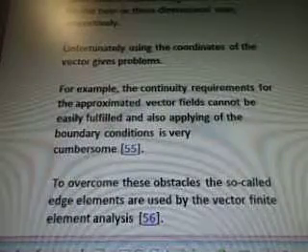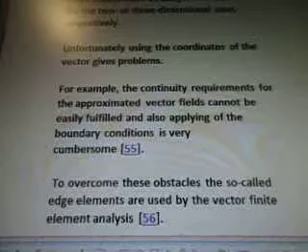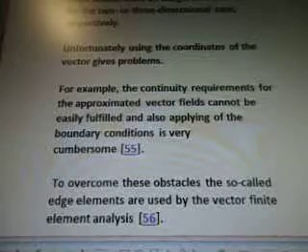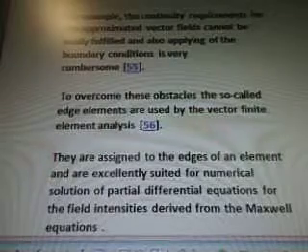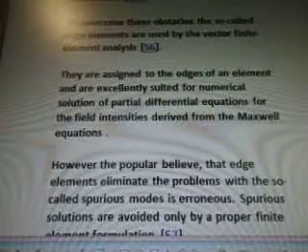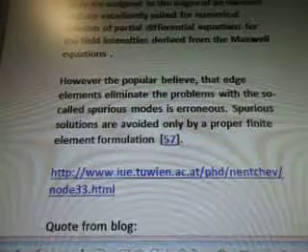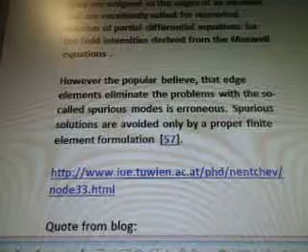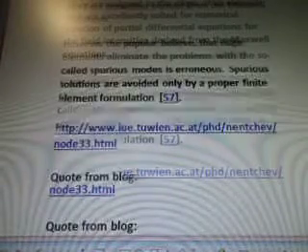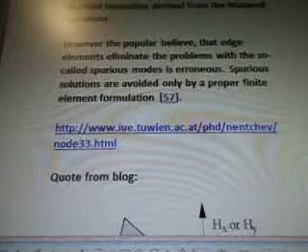For example, the continuity requirements for the approximated vector fields cannot be easily fulfilled, and also applying of the boundary conditions is very cumbersome. To overcome these obstacles, the so-called edge elements are used by the vector finite element analysis. They are assigned to the edges of an element and are excellently suited for numerical solution of partial differential equations for the field intensities derived from the Maxwell equations. However, the popular belief that edge elements eliminate the problems with the so-called spurious modes is erroneous. Spurious solutions are avoided by only a proper finite element formulation, and that's from www.iue.tuwin.ac.at. Sounds almost exactly like the wiki one, didn't it?